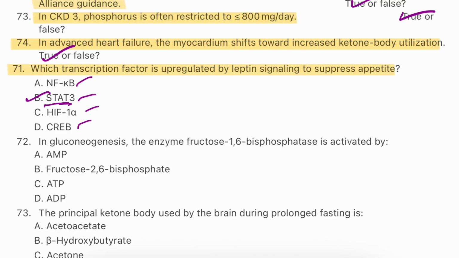I have explained this STAT3 in initial part of my video. You can go back and watch it.